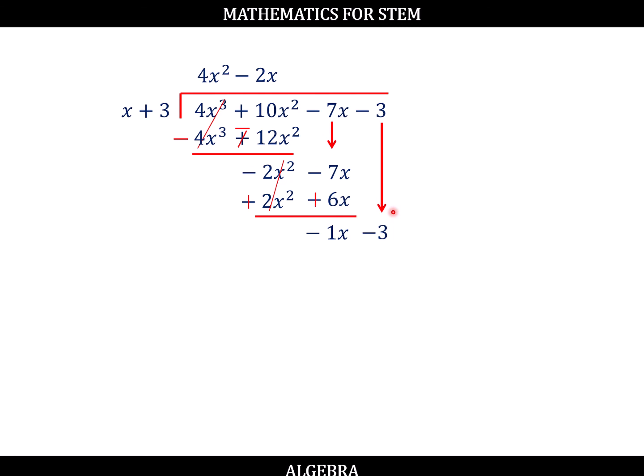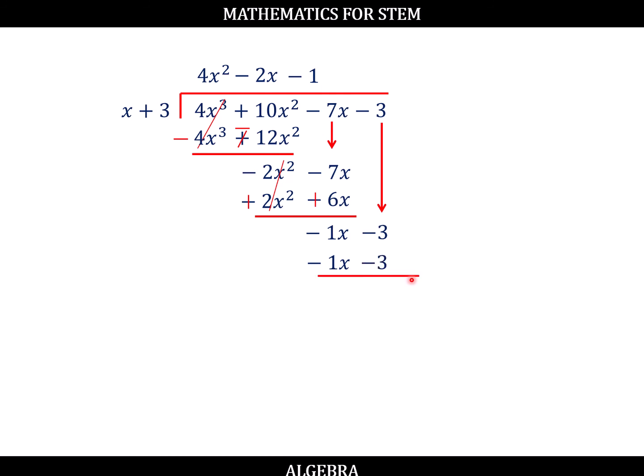So we have to repeat those steps one last time. We need to multiply x by a minus 1 to make it exactly equal to minus 1x. So we're going to put a minus 1 on top. And then if we do that multiplication, x by minus 1 does equal minus 1x. Plus 3 by minus 1 is minus 3.